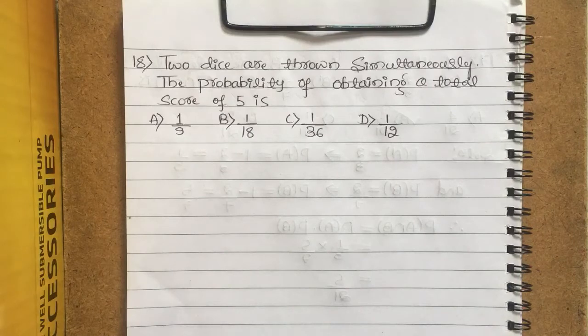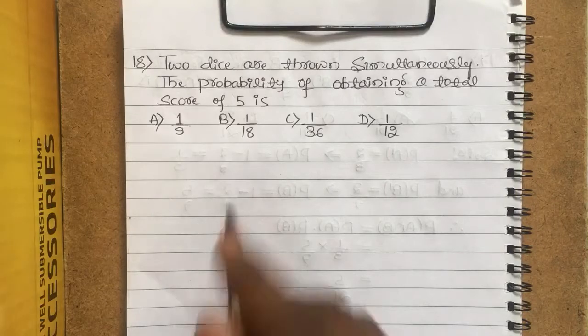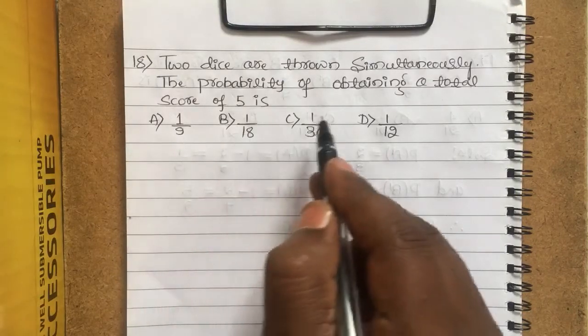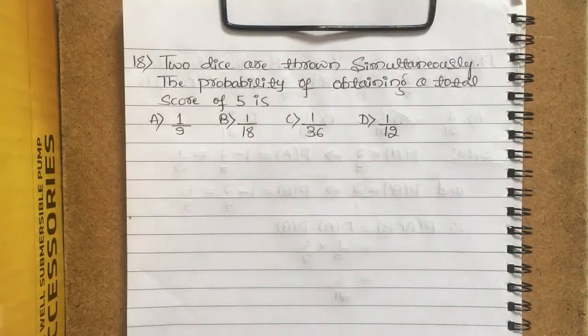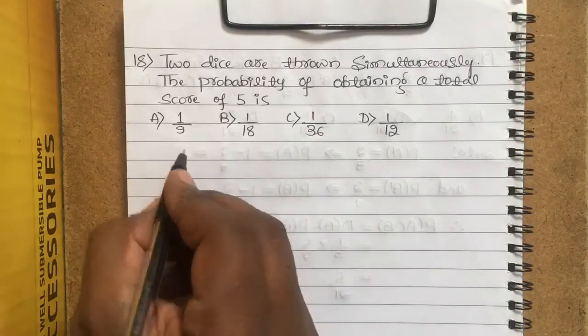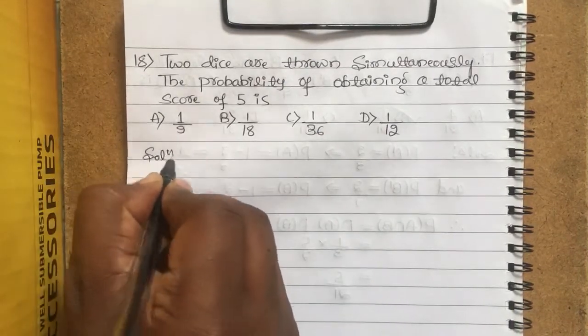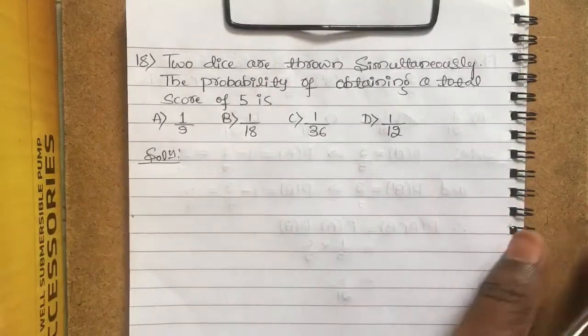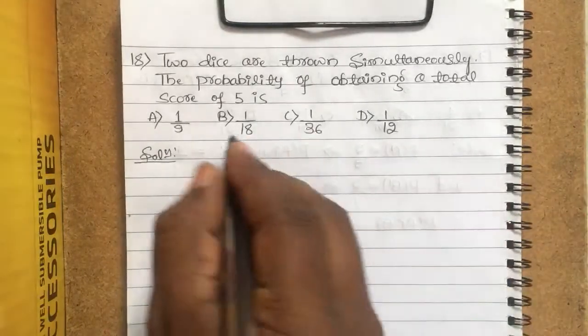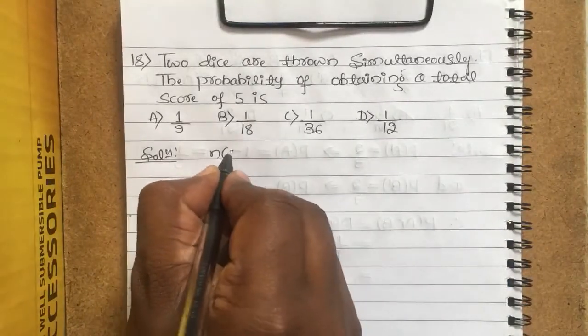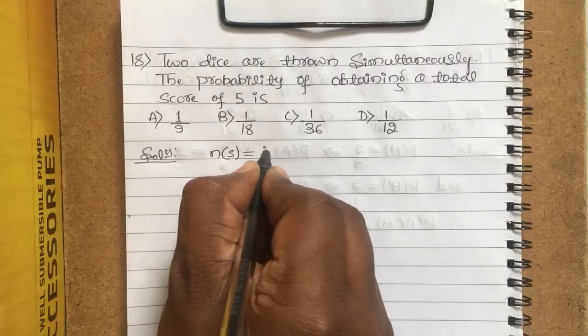Well, the 18th question: two dice are thrown simultaneously. The probability of obtaining a total score of 5 is? The four options are 1 by 9, 1 by 18, 1 by 36, 1 by 12. So see here, he has given two dice are thrown simultaneously. That means n of S will be 36.